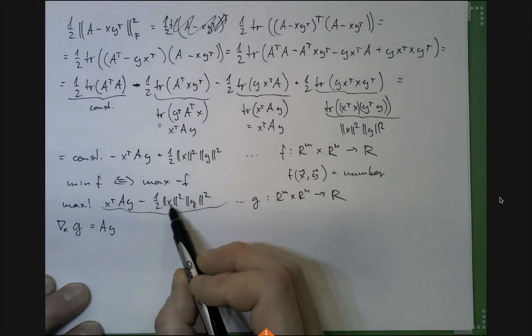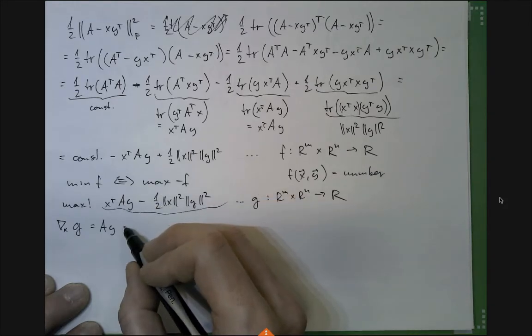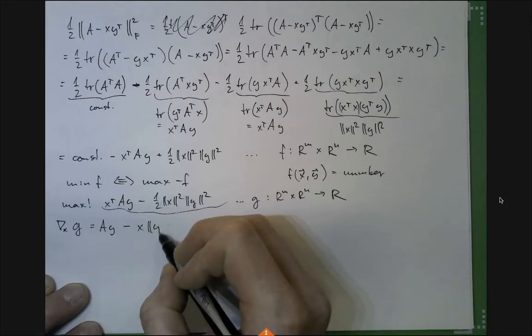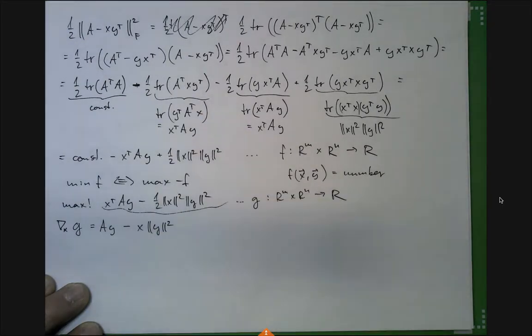The square norm of x, that's just x·x. If I differentiate it, I get 2x, but the 2 cancels with the 1/2. So here I get just minus x times the square norm of y. That's why I introduce the 1/2 here, so it cancels later. That's just a convenience type of thing.